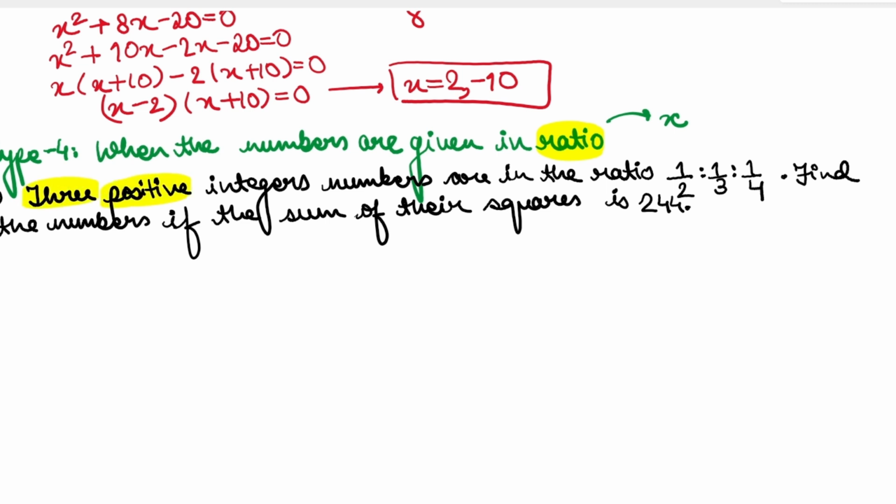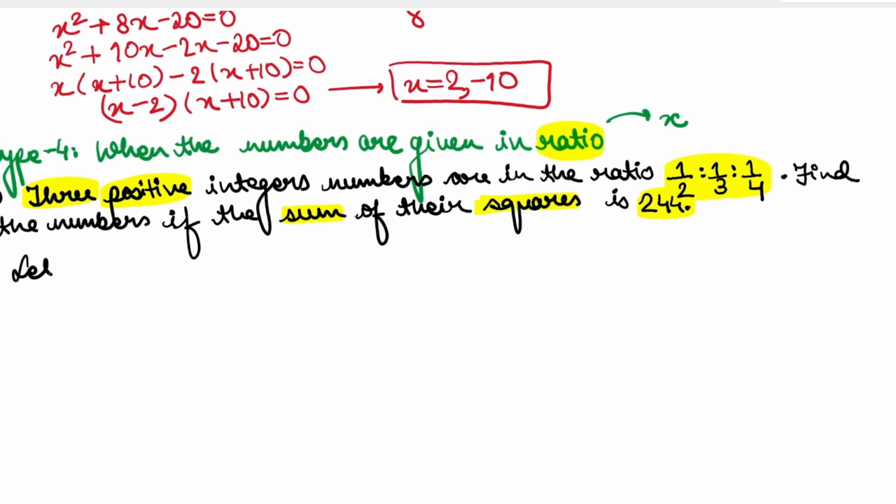Again, 3 positive integers are in the ratio of this. So this is the ratio given to you. But find the numbers if the sum of the squares is 244. So we are given 3 numbers, and their ratios are given. So which 3 numbers will we take?